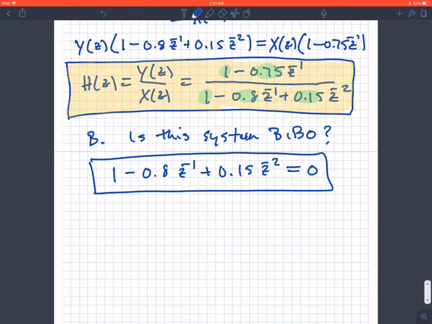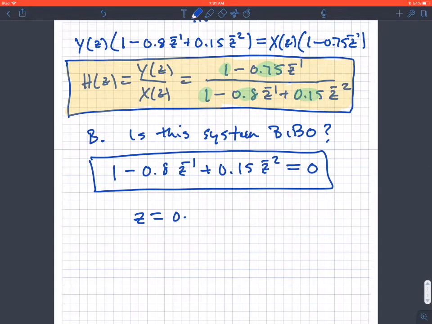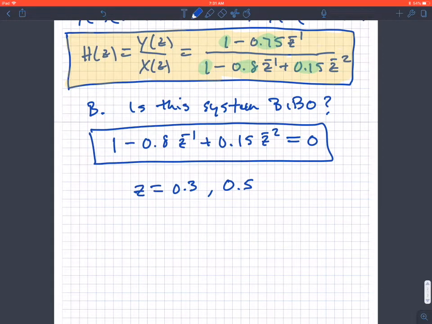Okay, so when you do that, you get z is equal to, let me check here. I get z is equal to 0.3 and 0.5. Okay, so those are the two roots of z, and if you plotted those in the z plane, we'd have something here at 0.3, there's a pole, at 0.5 there's a pole, here's the unit circle, move that down a little bit, here's a unit circle.